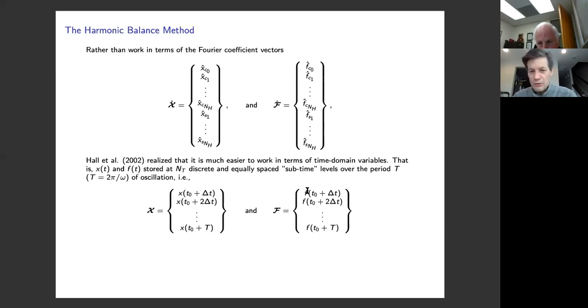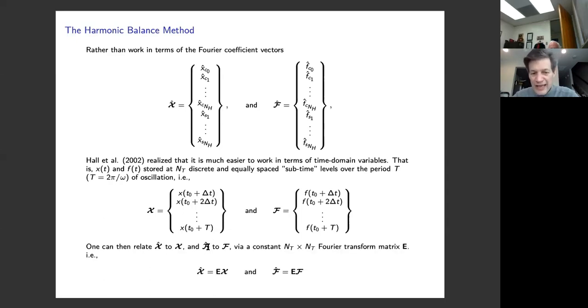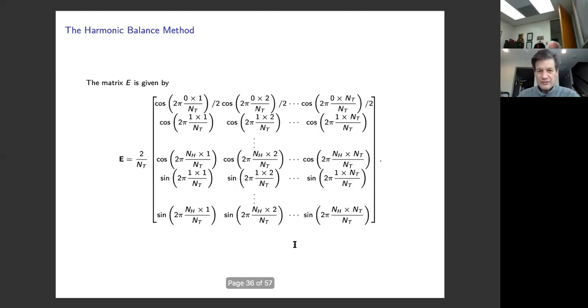We just plug in whatever x and t we're dealing with, and we can immediately compute that. If we're trying to deal with Fourier coefficients, we don't know them and we don't have a way to compute them. But if we're dealing with subtime levels, we can just plug it into our CFD solver, what have you, and we can explicitly compute these terms. And it turns out that you can relate these two quantities, the Fourier coefficients and the subtime levels, via a constant Fourier transformation matrix, which we call E here, which is given as follows.